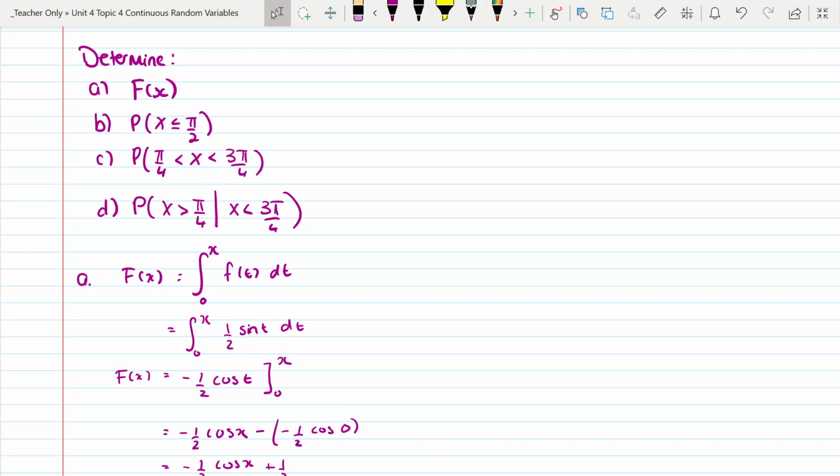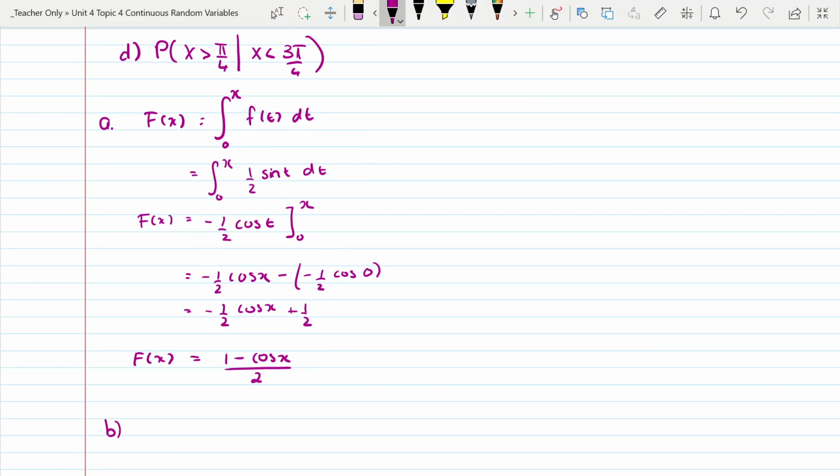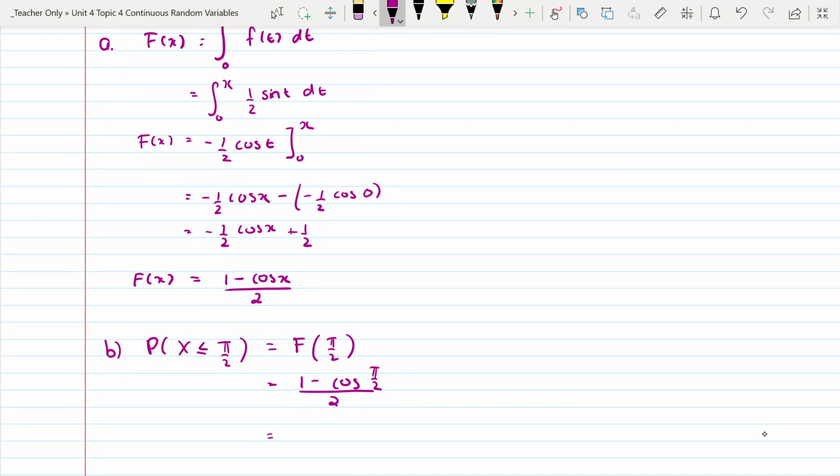Okay, now let's have a look at the questions we've been asked. We need to find the probability of x being less than or equal to pi on 2. And we know from our definition of f of x that finding a probability less than or equal to is just going to be the value of that function at that point. So probability of x being less than or equal to pi on 2 is just going to be f at pi on 2. So that's going to be 1 minus cos of pi on 2 over 2. And of course cos of pi on 2 is 0. So our probability is just a half. All right.